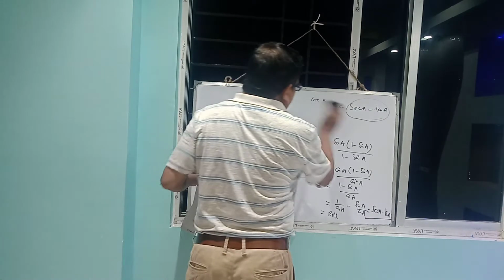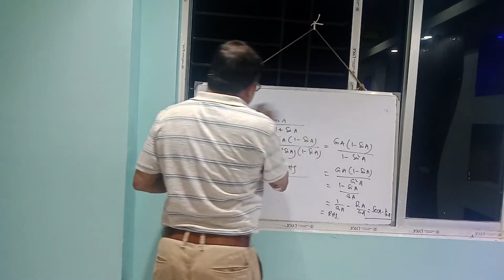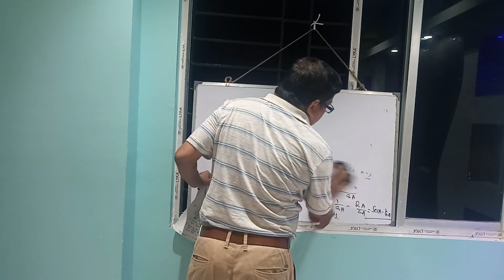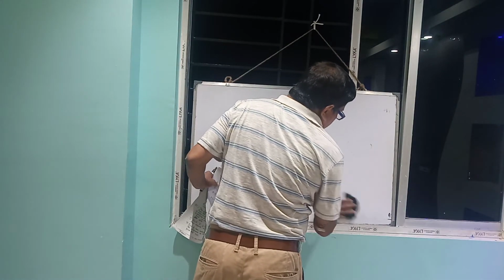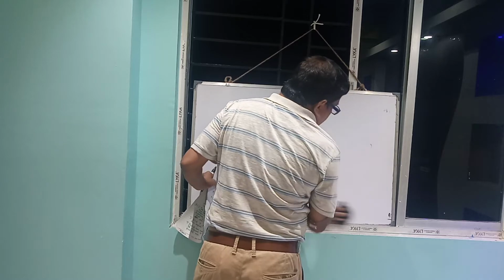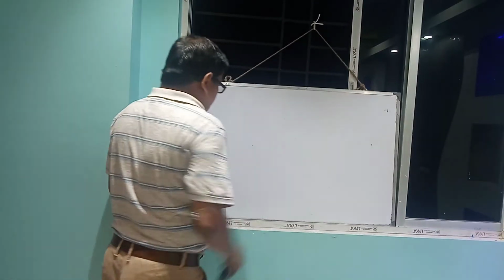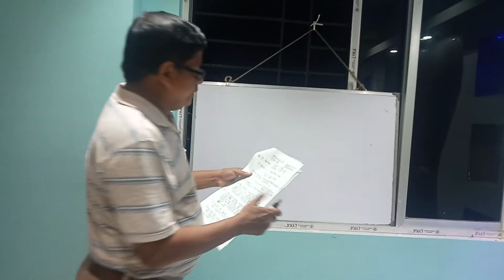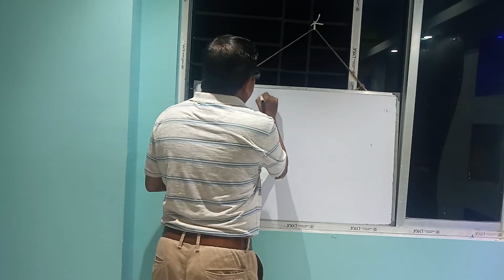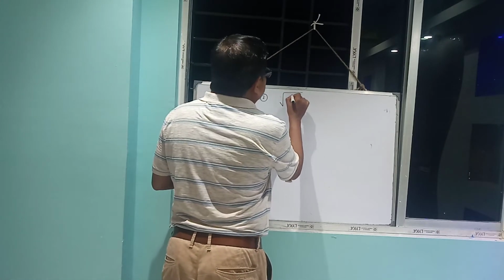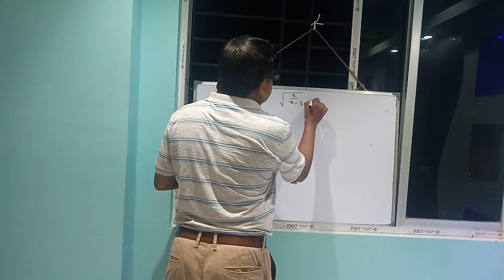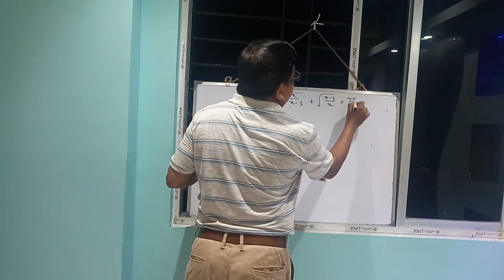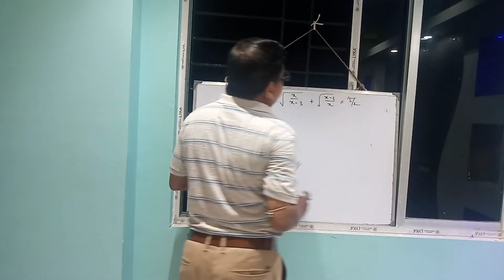Now, question number 2. Right. Solve. Question number 2. Solve: root x by x minus 3 plus x minus 3 by x equals 5 by 2.